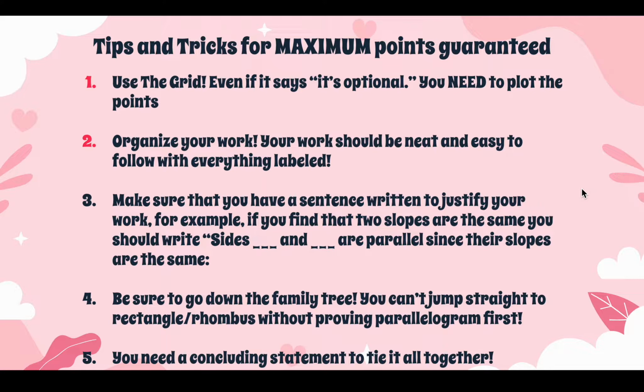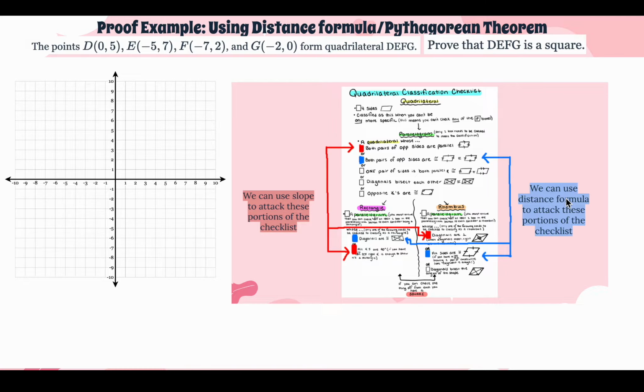And last but not least, you want to make sure that you have a very strong concluding statement that goes down the family tree in proving whatever quadrilateral you need to prove. If your concluding statement is weak and not detailed, you're going to lose credit. So you want to make sure that's something you're really putting some attention towards. So we're just going to get right into an example.